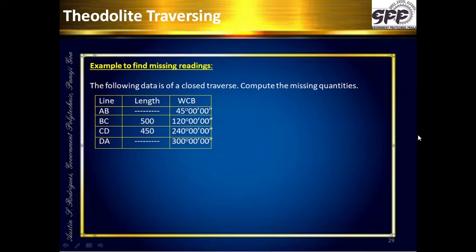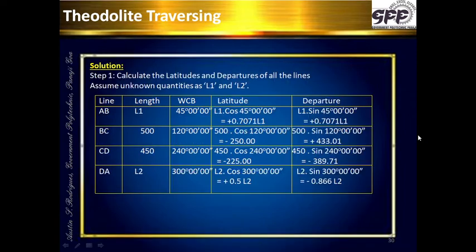Now in this case there are two lengths missing. Let us see the procedure of finding the two missing quantities, that is the two missing lengths. Going ahead, step 1 is to calculate the latitudes and departures of all the lines, all the four lines, and assume the unknown quantities as L1 and L2.